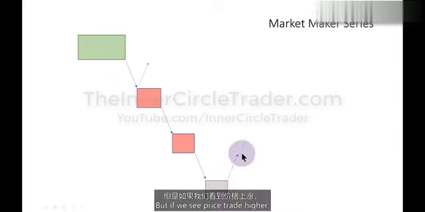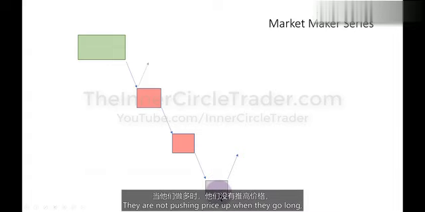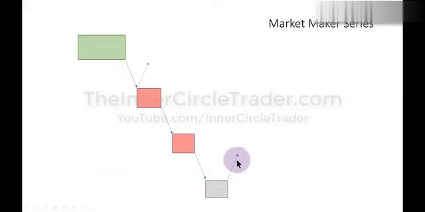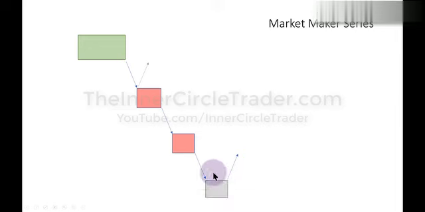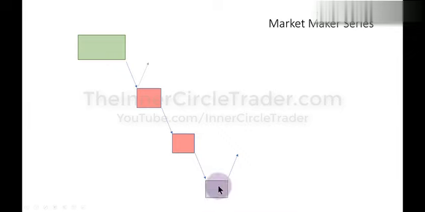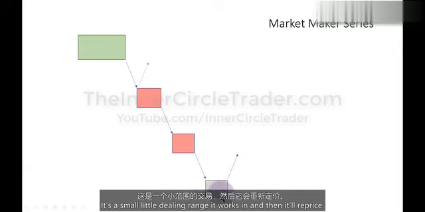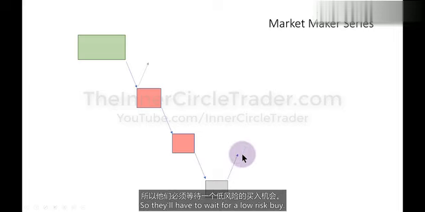But if we see price trade higher, we're going to assume that the smart money has accumulated longs in here. They are not pushing price up when they go long, by the way. We're seeing price trade down to this level, and then it kind of spends a little bit of time down here, not a lot, certainly nowhere near the length of time that the original consolidation looks like. Very short-term little consolidation. And the algorithm keeps price in that range. Okay, so it's a small little dealing range it works in, and then it'll reprice. If smart money traders do not buy, they miss that move. So they'll have to wait for a low risk buy.